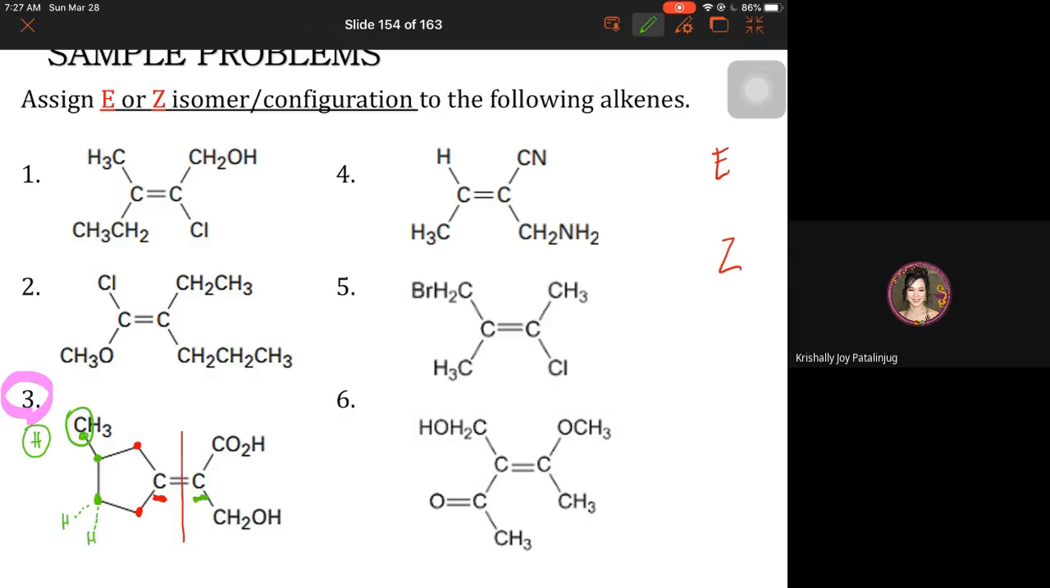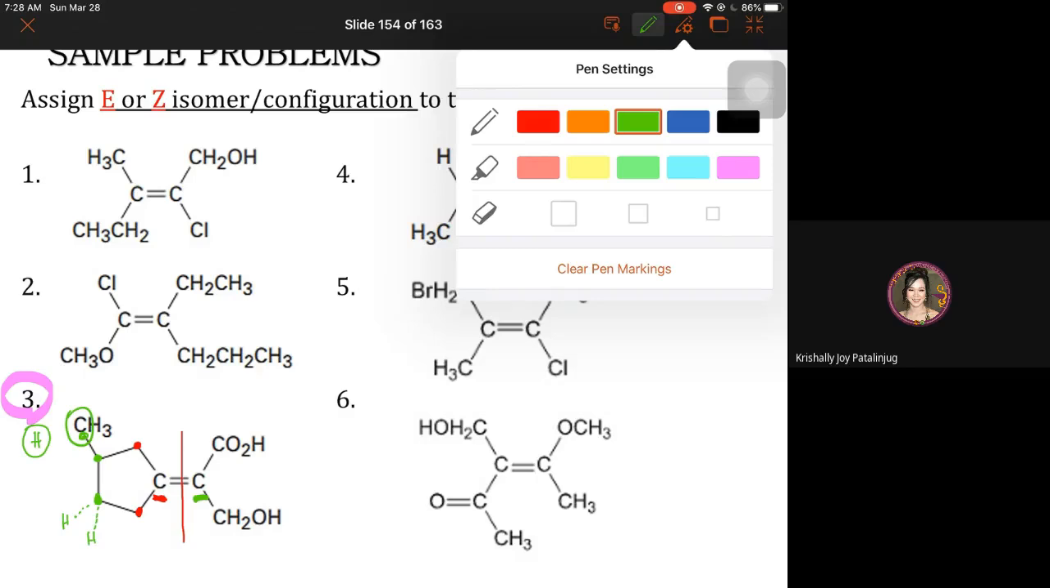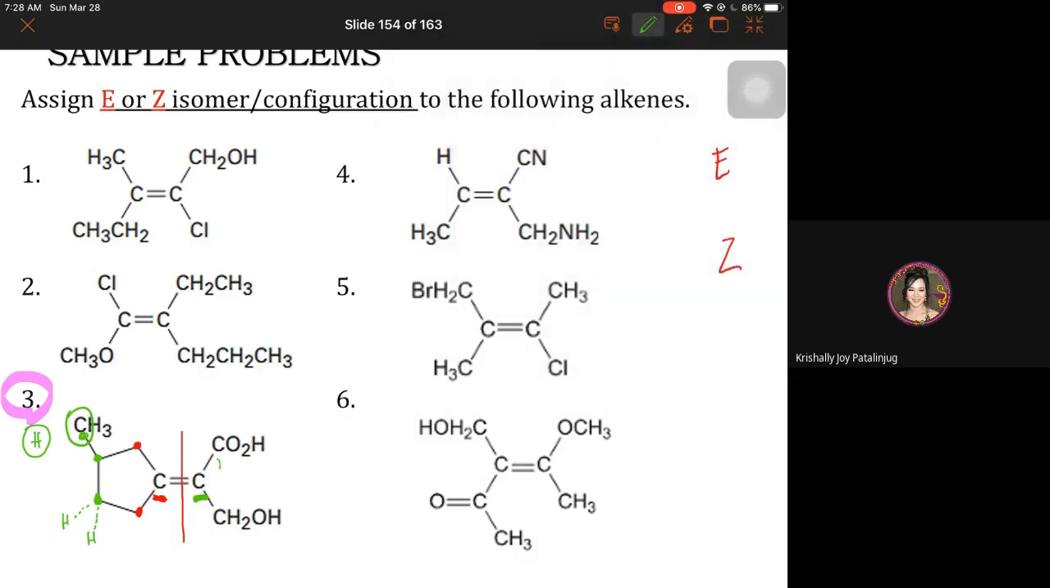Whereas on the second double bond carbon, ganun din, the same. Itong nasa kanan na double bond carbon, directly attached sa kanya na atom, yung una is a carbon. So, proceed ka sa next. I-neglect mo na yung hydrogen kasi those are not priority groups. Hydrogens are not priority groups. So, yung next, you have an oxygen. Sabi dito, dalawang oxygen. Ang next na priority atom dito is also oxygen.